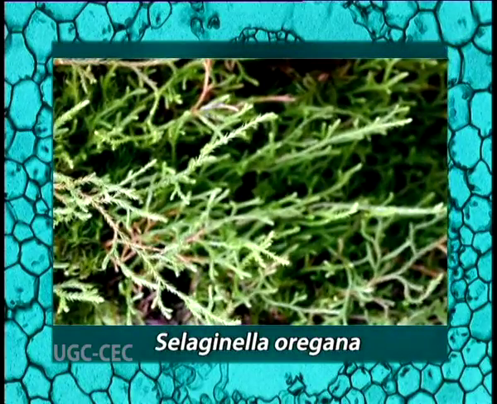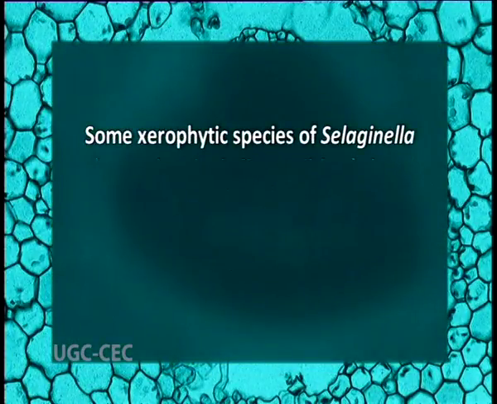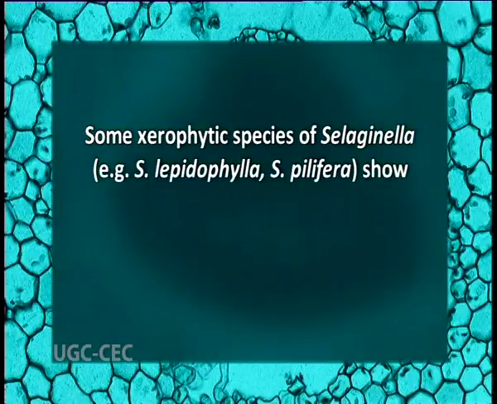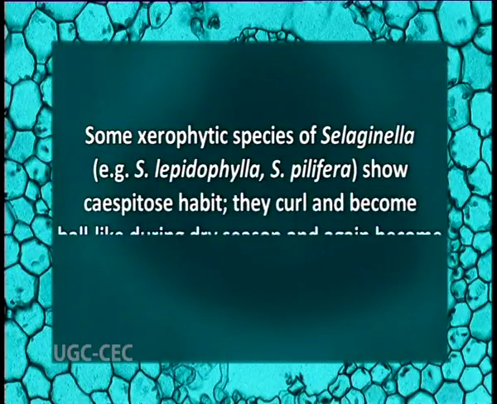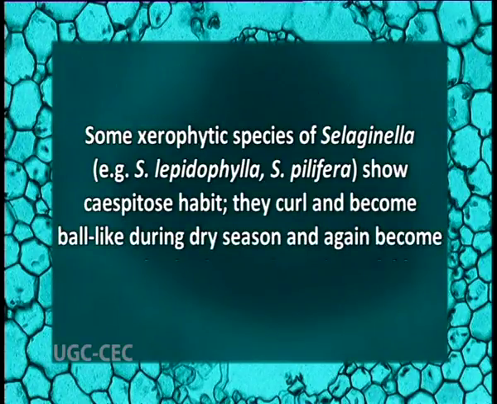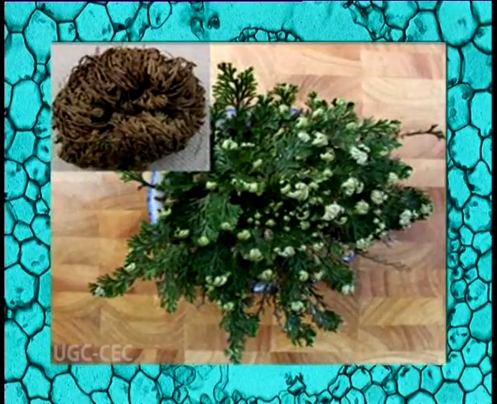Selaginella oregana is an epiphyte that grows on tree trunks in tropical rainforests. Several species of Selaginella are grown in gardens as ornamentals. Some xerophytic species of Selaginella, that is Selaginella lepidophylla and Selaginella pilifera, show cespitous habit. They curl and become ball-like during dry season and again become green and fresh when moisture is available. These are called resurrection plants.